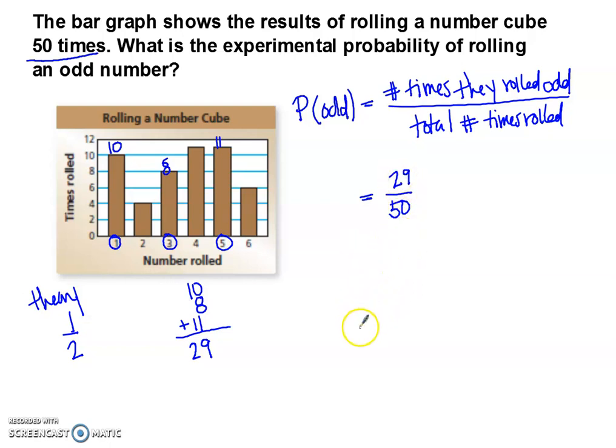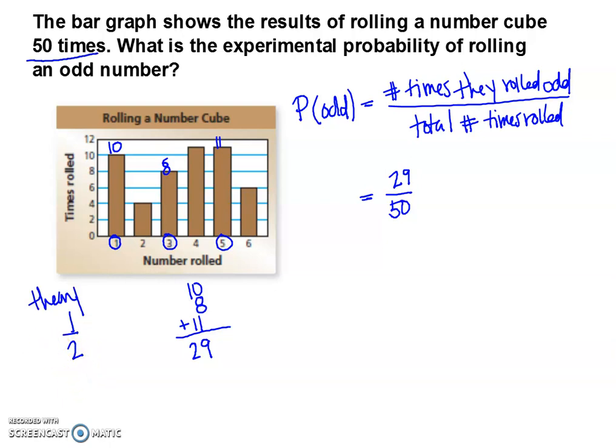Can you reduce the fraction? Use that multiplication chart. See if you can find 29 and 50 in the same row or column, and then you'll know if you can reduce it. You can't, really. There's no number that goes into 29. It's prime. But we can sort of see that half of 50 is 25. So this is really close to a half. It's really close to the theory that rolling an odd theoretically is a half, or equally likely as not likely. So the experimental probability is very close.